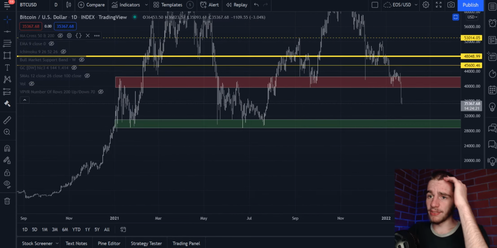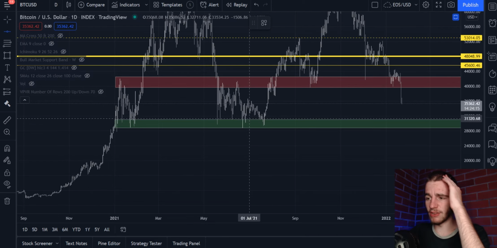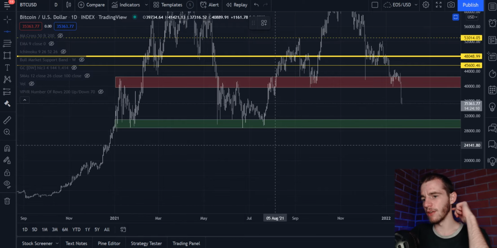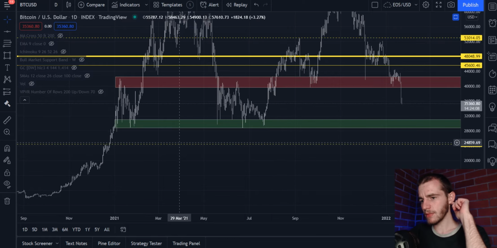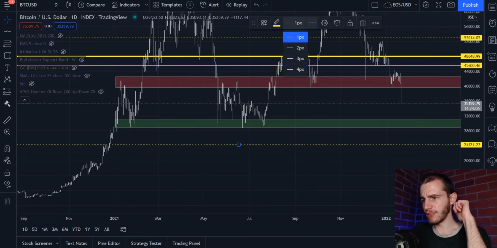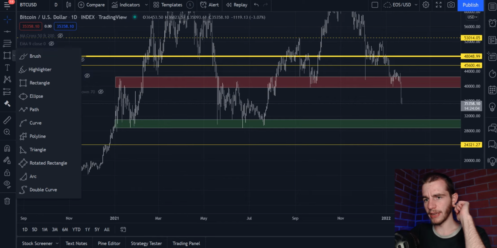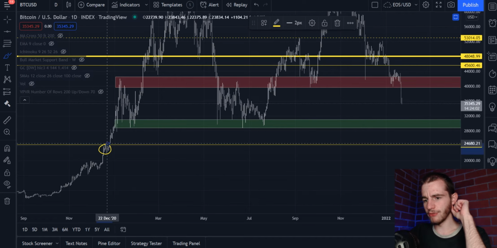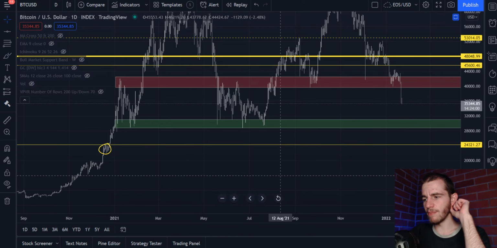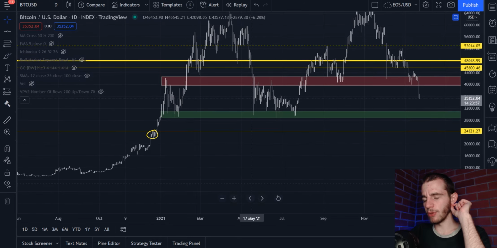Now, a second area, if that fails, and it's very possible it will fail, right? Because we've already tested it in January, we've already tested it in May to July, so it's very possible this time we're not going to be so lucky to get past it. The next level is 24k. Okay, and 24k is this little block of support that I'm going to outline here, this little block of support that we formed here in December. That is a major area of support that will most likely lead to a bounce.